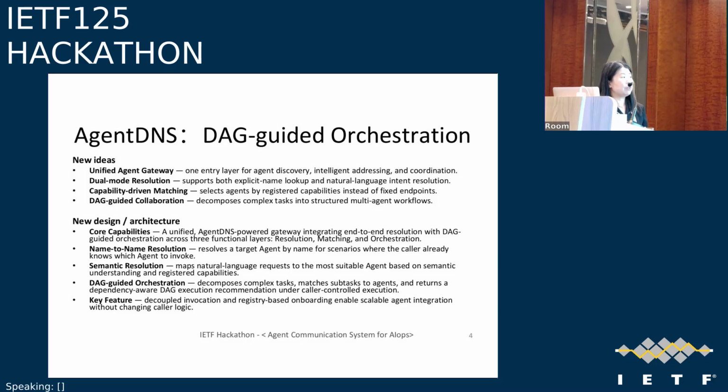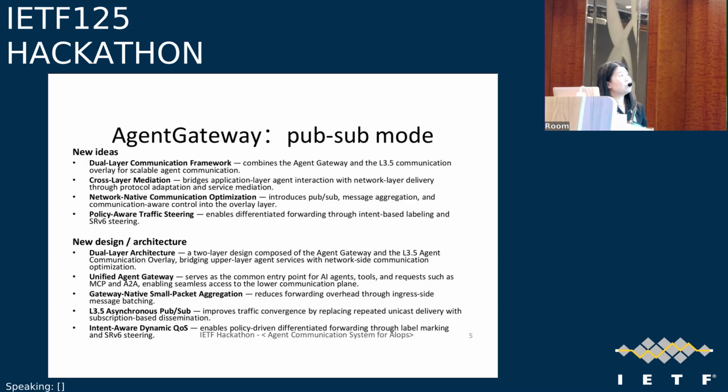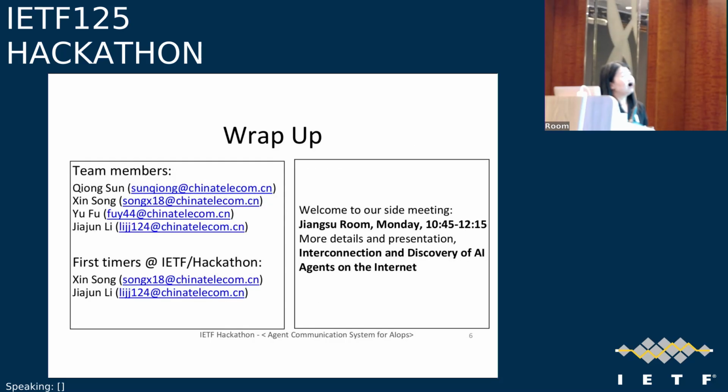We proposed name-to-name resolution, which resolves a tagged agent by name for scenarios where the caller already knows which agent to invoke. Also, we proposed an agent gateway for pub/sub mode, which is a dual NIC architecture. It is also a unified agent gateway that serves as the common entry point for AI agents, tools, and requests such as the MCP and A2A protocols.